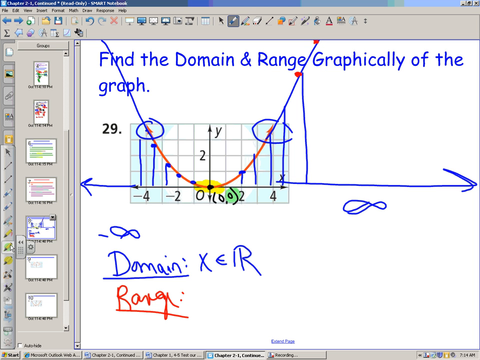Nope. So that means it starts at 0, okay? But it can only get bigger than that. So y is greater than or equal to 0. It starts at 0, but there's no cap on it. It can go on forever. Let's do another one.